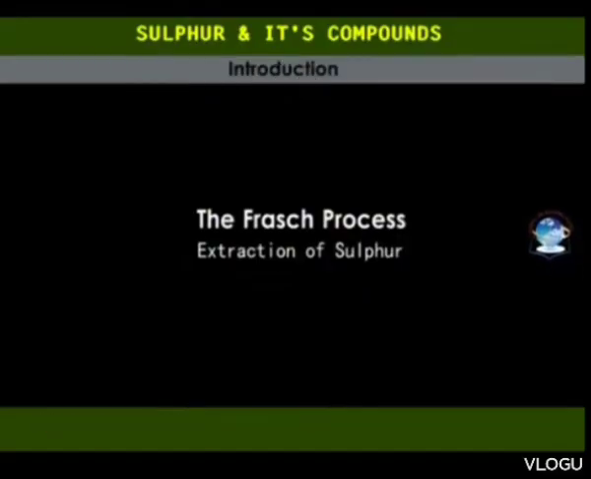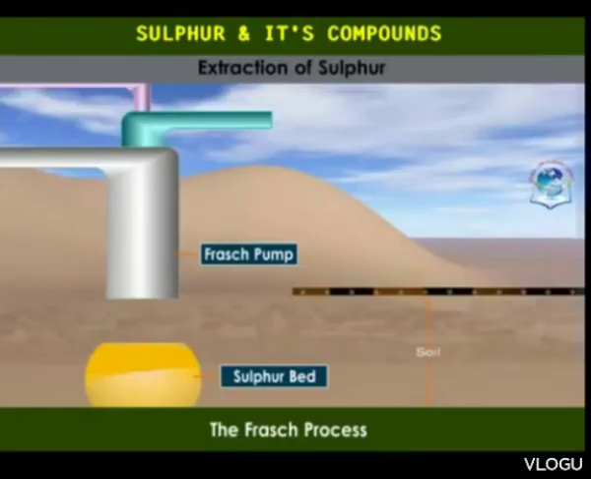The Frasch process. The sulfur beds lie beneath layers of clay, sand, and limestone, which makes open mining impossible due to the risk of collapse. The Frasch process is based on the fact that sulfur has a comparatively low melting point.